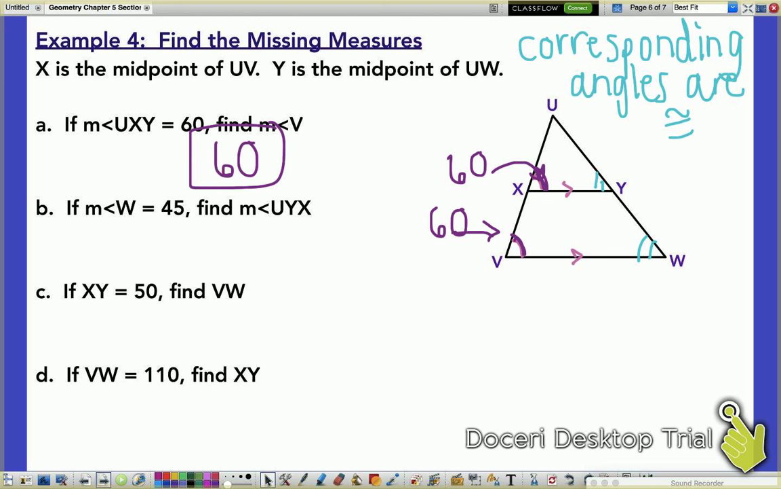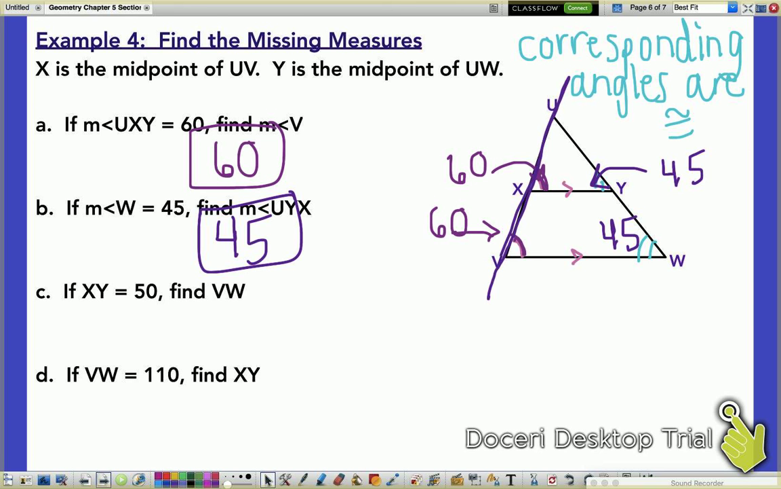Okay, so we use parallel lines and transversals a lot when we do a lot of things in geometry, actually. Now if the measure of W is 45, they want UYX, which is that. So that guy would also be 45 degrees. Here's my transversal. Remember, corresponding angles are in corresponding positions. These are both on top of the line.